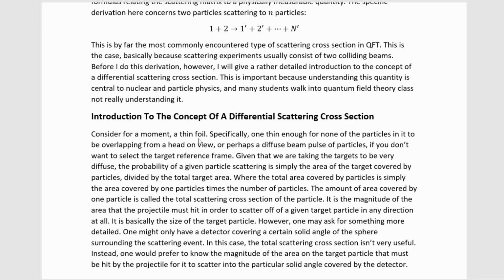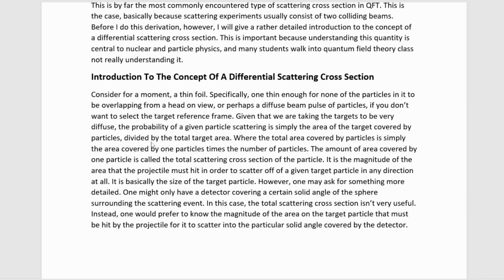Consider for a moment a thin foil, specifically one thin enough for none of the particles in it to be overlapping from a head-on view, or perhaps a diffuse beam pulse of particles if you don't want to select the target reference frame. Given that we are taking the targets to be very diffuse, the probability of a given particle scattering is simply the area of the target covered by particles divided by the total target area, where the total area covered by particles is simply the area covered by one particle times the number of particles.